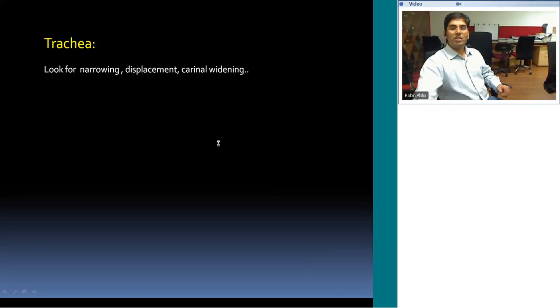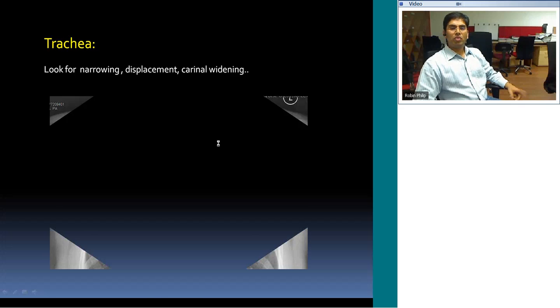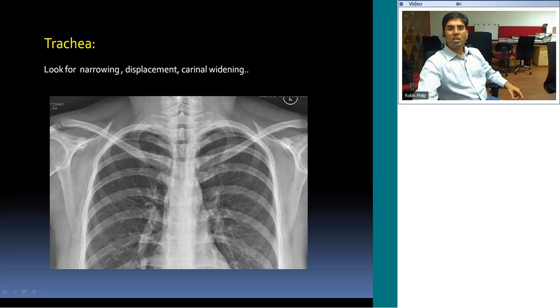Next, look for the trachea. I'll go in a systematic way. Start with the trachea. After all these demographics and technical factors, make note of all that, and then move on to the actual interpretation. Trachea first. See how it looks. Look for narrowing. You can see this lucency here. That is the tracheal shadow.